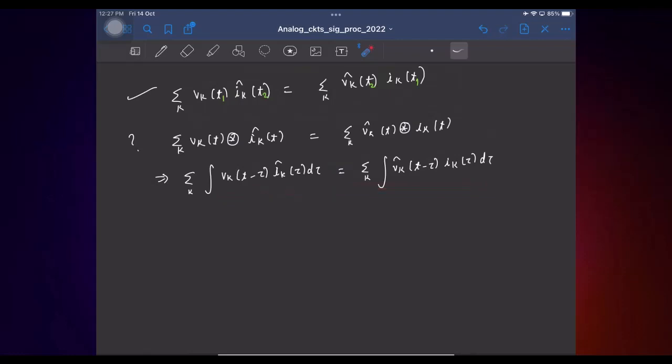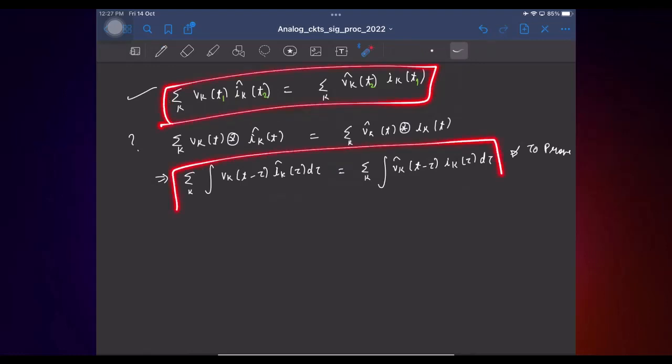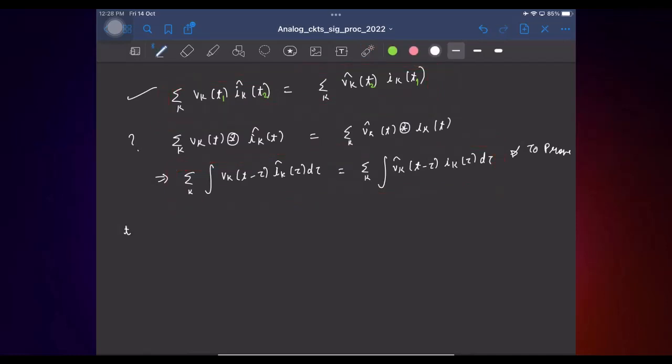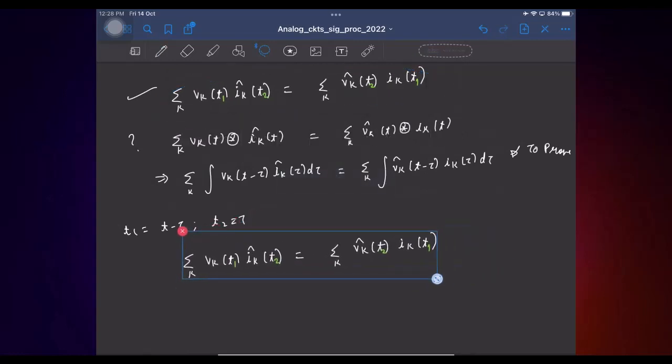This is what we now have to prove, right? And we know that this is true. We saw it in the last class. So compare the two equations and tell me what the values of t1 and t2 should be so that we are at least one step closer to what we need to prove. Yeah, so you choose t1 to be t minus tau and t2 to be tau. So that basically says ek of t minus tau into ik hat of tau.